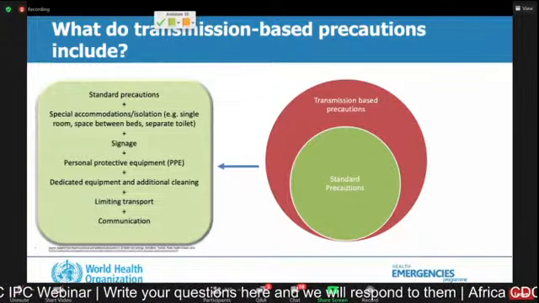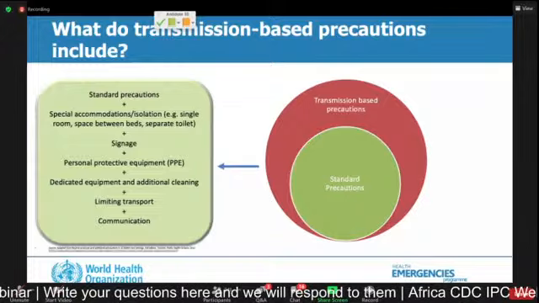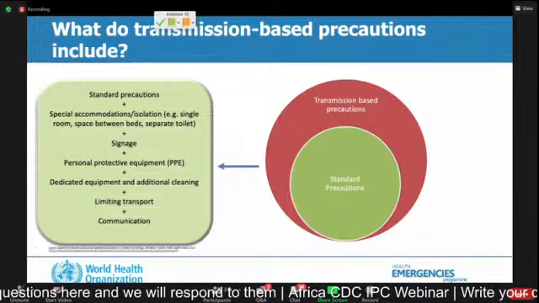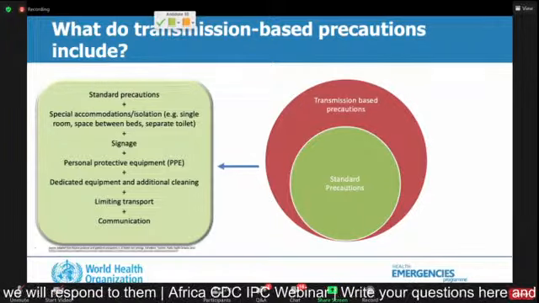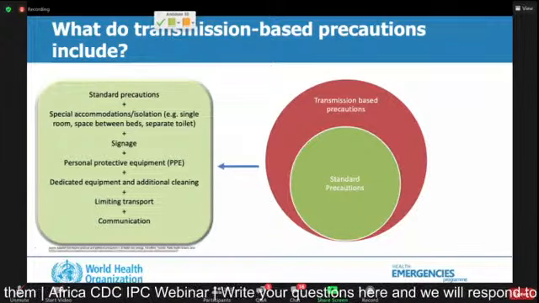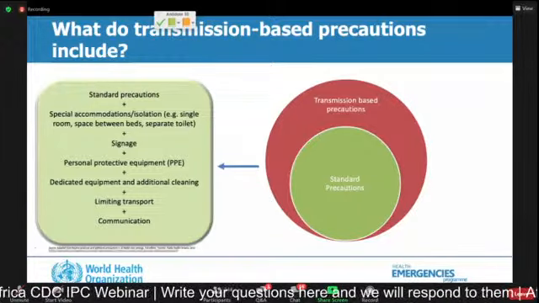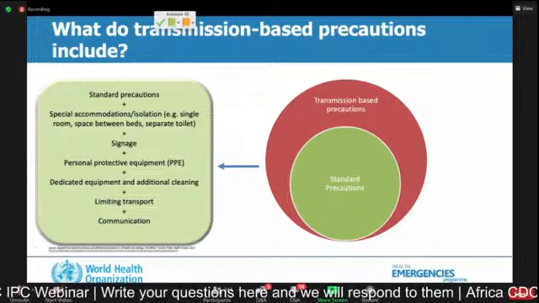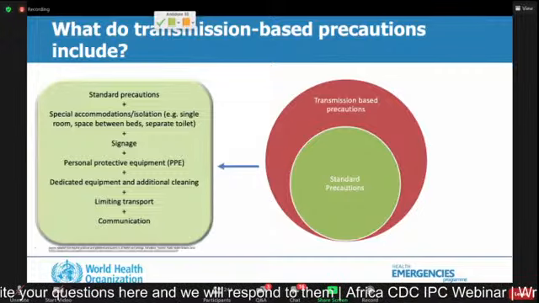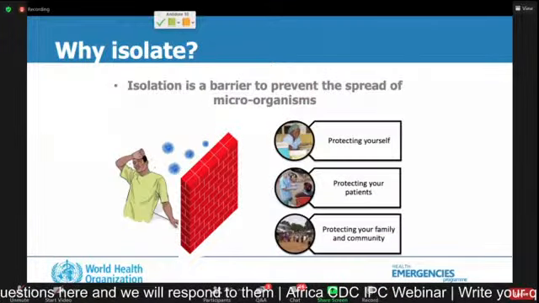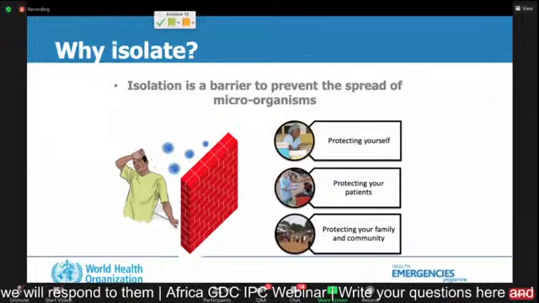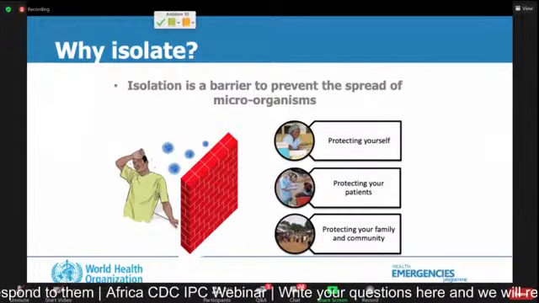And then another element of transmission-based precaution is the limitation of transportation within the healthcare facility to avoid the transmission of the diseases. And we need to do proper communication, especially when we are working with other services. For example, you are sending a patient to do a radiography. You need to properly communicate with the other departments so they can put in place necessary measures to avoid contamination.